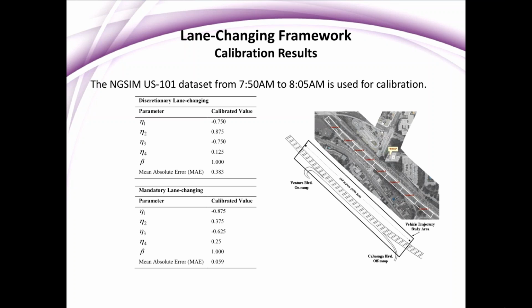So the mandatory lane changes are related to the movements of vehicles that are going from the main lanes into the off-ramp. Now this is the calibration result for the data that we have, and you can see the mean absolute error is pretty high. It's about 0.4. For mandatory lane changing, it is a lot better. One of the reasons is that mandatory lane changing has fewer observations here, so the error can't go that high. And we had a lot of discretionary lane changing maneuvers.